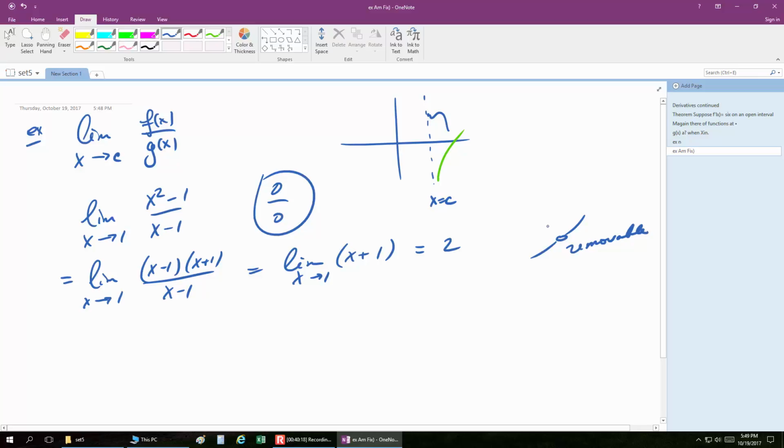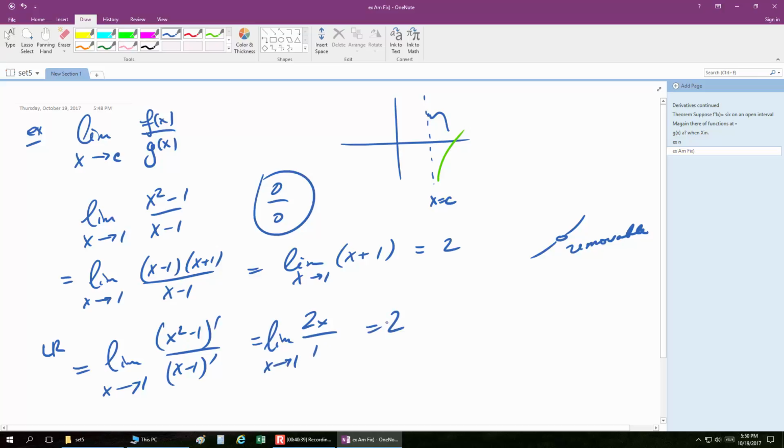Okay, so now let's try L'Hopital's rule instead. It is an indeterminate expression, so I could differentiate. So x squared minus 1 prime over x minus 1 prime. So I'll have 2x over 1. And we do have 2. Okay, so that works out.